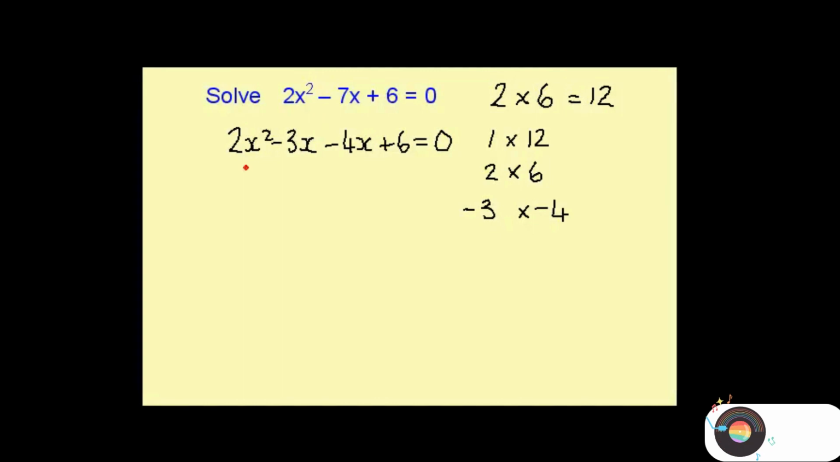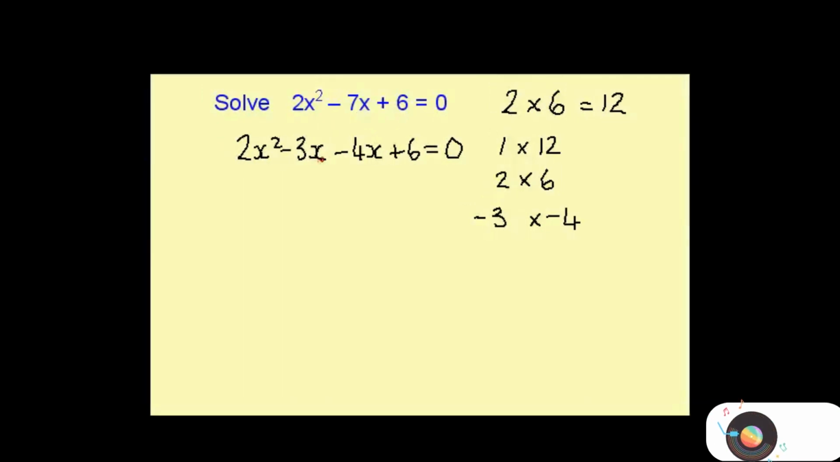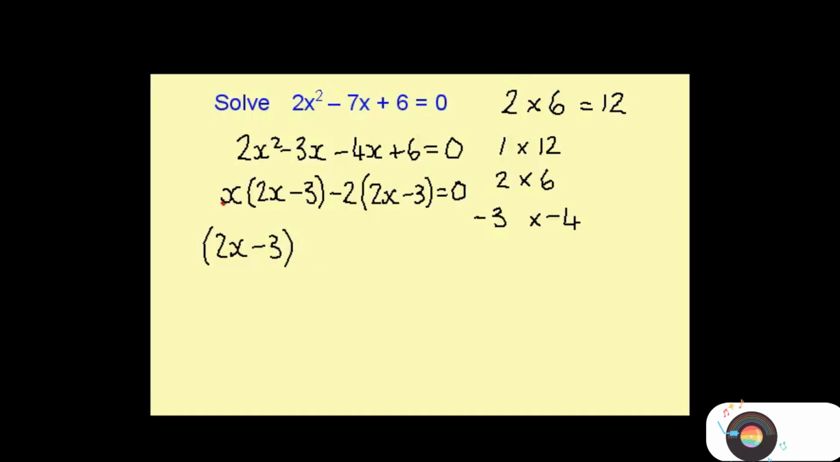I'm now going to factorise these two terms here. I can take out a factor of x. This leaves me with 2x minus 3. I'm going to factorise these two terms here. I can take out a factor of minus 2, which leaves me with 2x minus 3. I've now found a common factor of 2x minus 3, and left is x minus 2. I've fully factorised my equation.